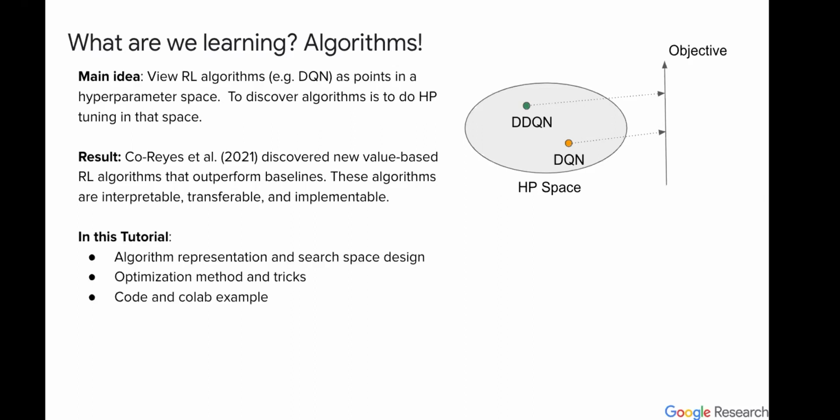And importantly, these algorithms are interpretable by humans, transferable to new environments, and also implementable. So in this tutorial, I will first go over the algorithm representation and the search space design for this search space. Then I will discuss the optimization methods and some of the tricks we used. And in the end, I will show some high-level code examples.